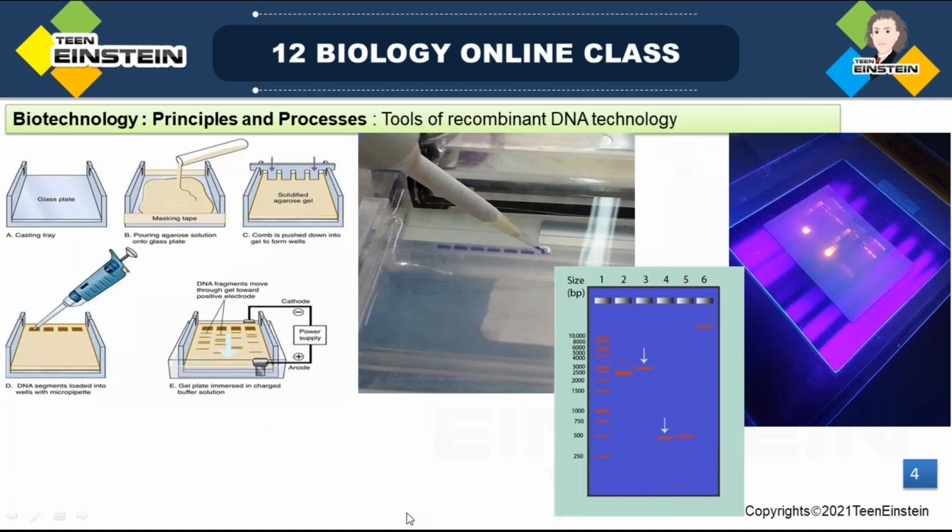Okay. Then keeping it like that, this casting tray along with the comb and this agarose gel, we need to keep it and later it will get solidified. It will take some time. Then after solidification, we can remove this comb. We can take it by holding both ends, pull it and take it. So after solidification, this comb we can remove.